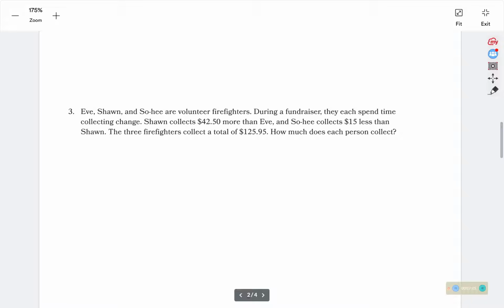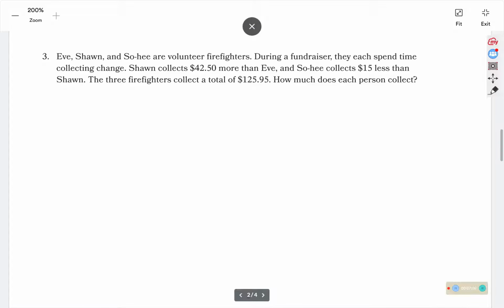Number 3. Eve, Sean, and Sohi are volunteer firefighters. During a fundraiser, they each spend time collecting change. Sean collects $42.50 more than Eve, and Sohi collects $15 less than Sean. The 3 firefighters collect a total of $125.95. How much does each person collect?